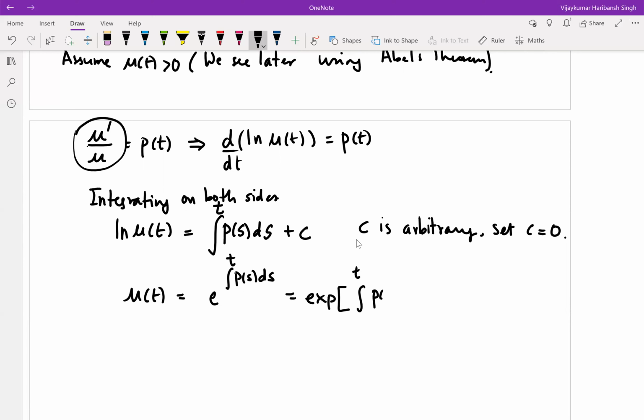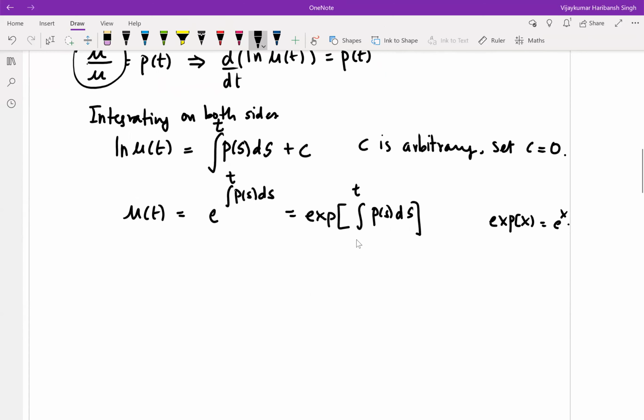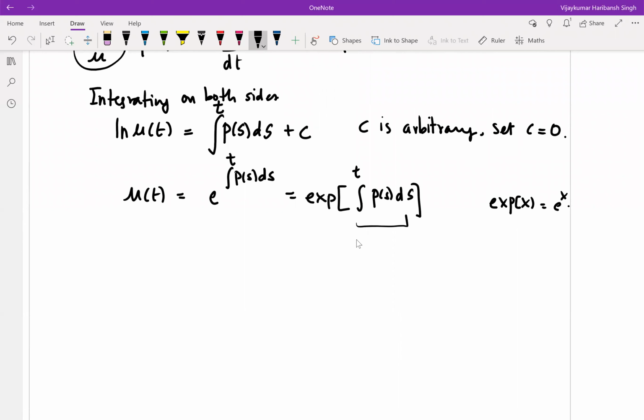Integral of P of s ds, where exponential of x is the same as e to the power x. Now this notation should not be confusing for you. Why? Because let me give you an example. What does it really mean?